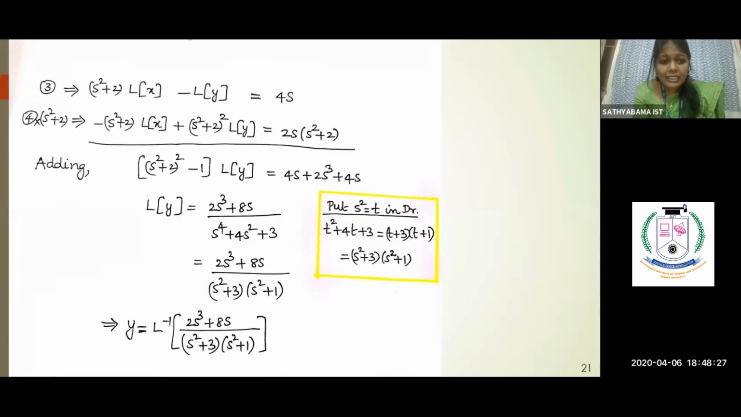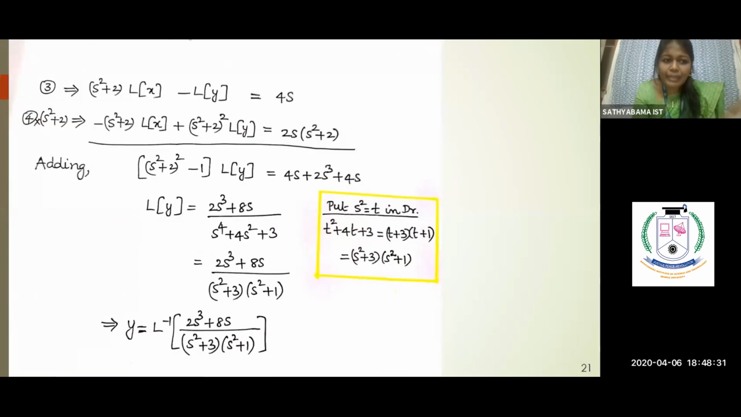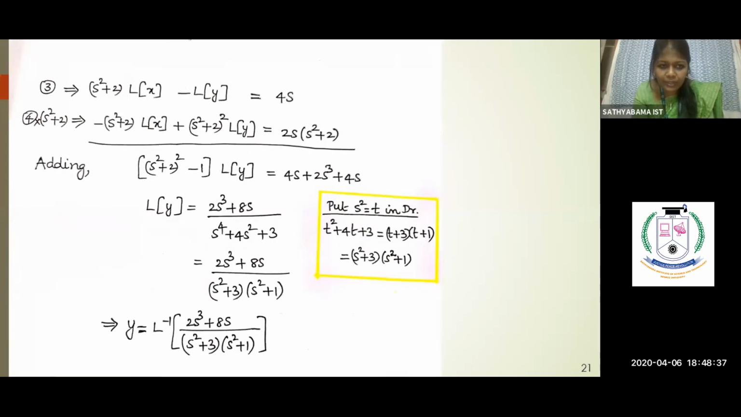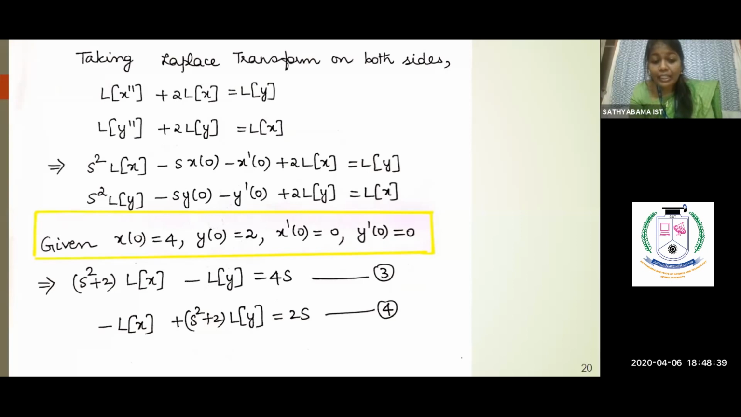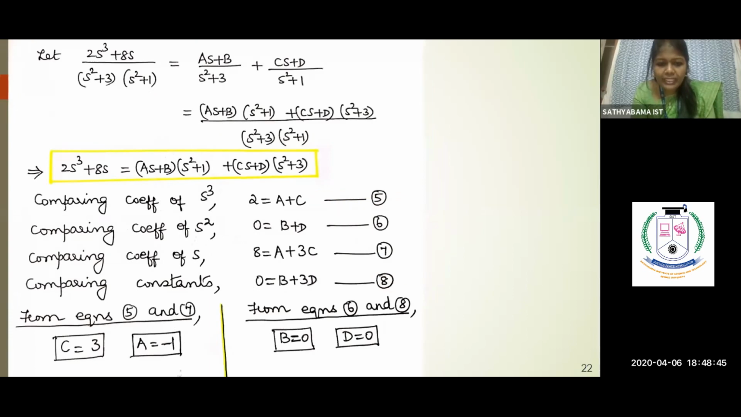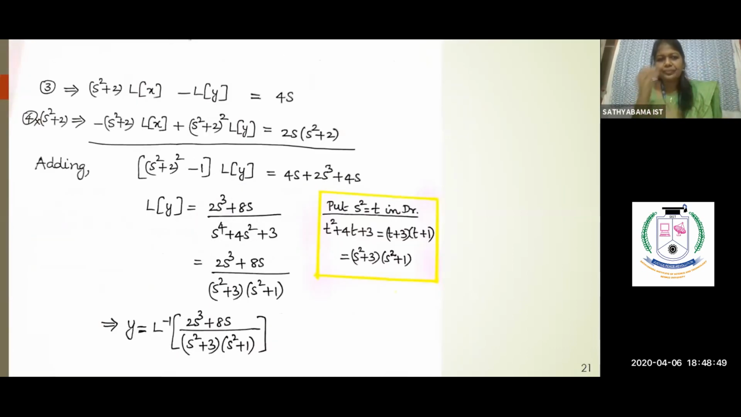So let's go to the next step. Next page. Okay. So equation 3, I've written it as it is. Equation 4, I multiplied by s square plus 2. What will you get? Minus of s square plus 2 into L of x. Plus, I already have an s square plus 2, so I'll get s square plus 2 the whole square L of y equal to, what about the right hand side? Right hand side, 2s into s square plus 2. Fine? Multiplying equation 4 throughout by s square plus 2, this is what you get.